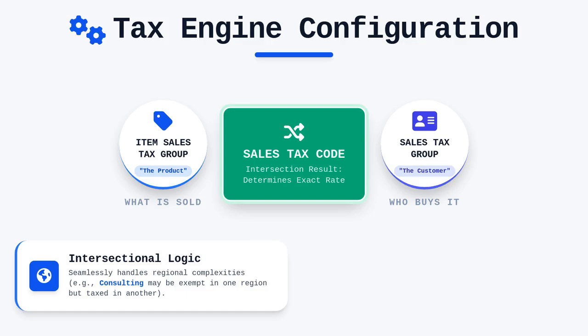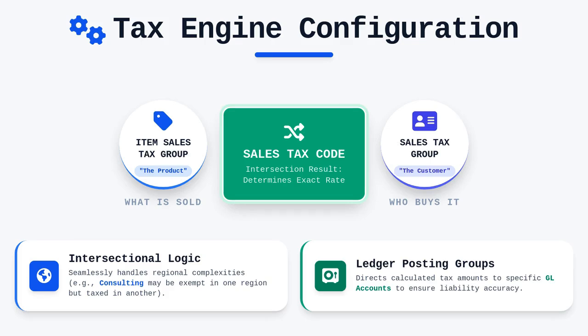This intersectional logic is essential because it allows the system to differentiate between various tax requirements based on the specific items being sold and the location of the counterparty. For example, a consulting service might be tax-exempt in one region, but subject to value-added tax in another, and this configuration layer handles that complexity seamlessly. Ledger posting groups then define the specific general ledger accounts where these calculated tax amounts are accrued, ensuring that your financial statements reflect accurate liability data.